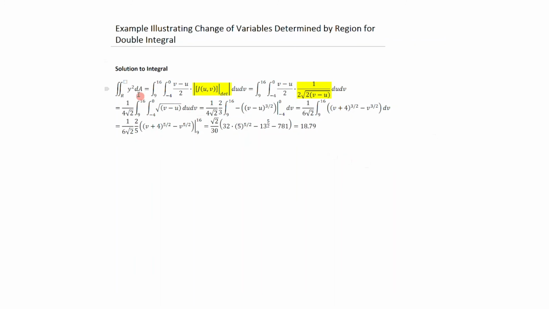So there's y squared dA, that's what we started with. The bounds we already said were -4 to 0 for u, 9 to 16 for v. This is the substituted value for y squared. We computed the determinant of the Jacobian matrix, which was this term that you see here. Now everything is in terms of u and v, and this integral is much easier to deal with. First you integrate with respect to u, which means you hold v constant, and then finally you integrate with respect to v. These are just the different steps along the way until you end up with a final answer of 18.79.